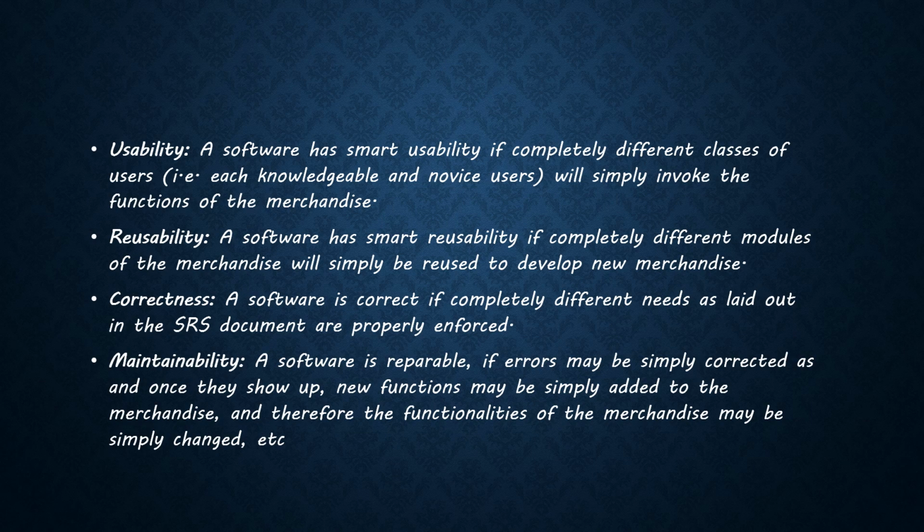Maintainability. A software is maintainable if errors can be easily corrected as and when they show up, new functions can be easily added to the product, and the functionalities of the product can be easily modified, etc.